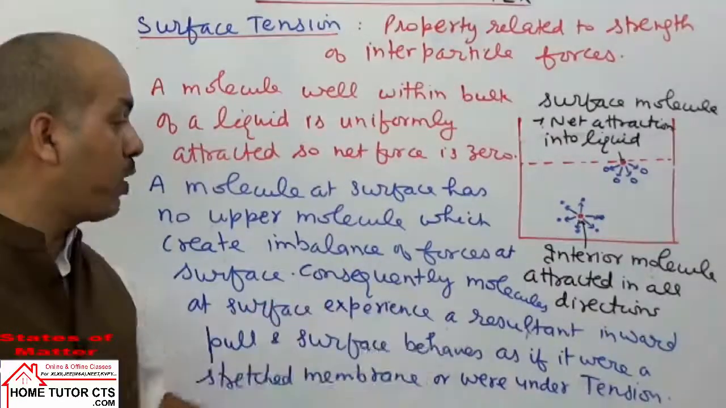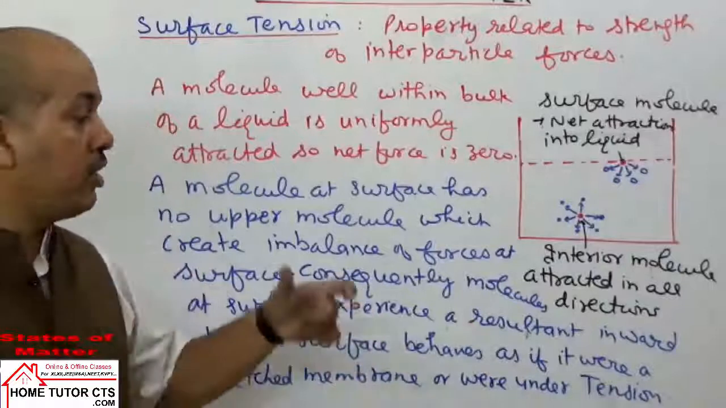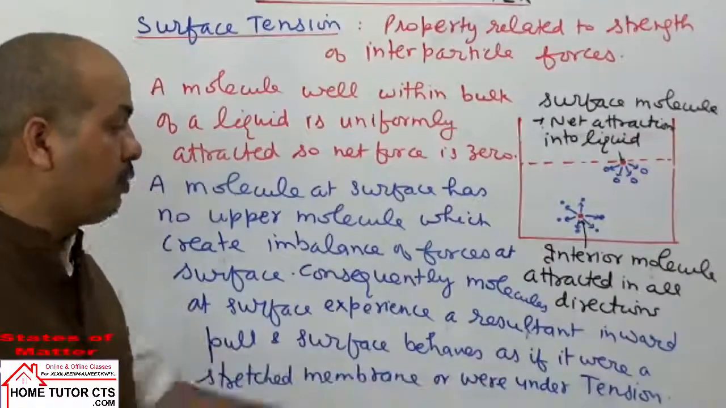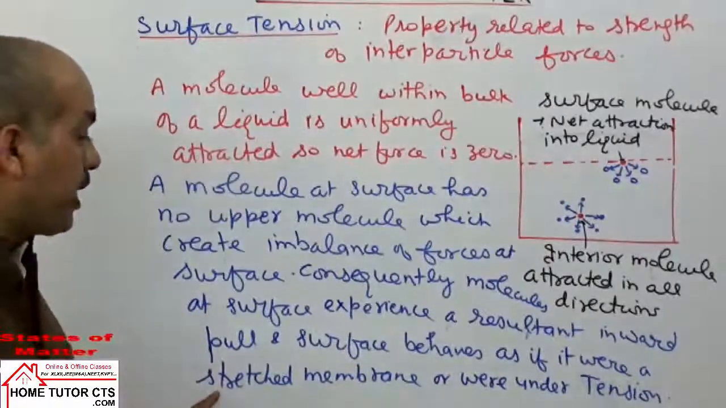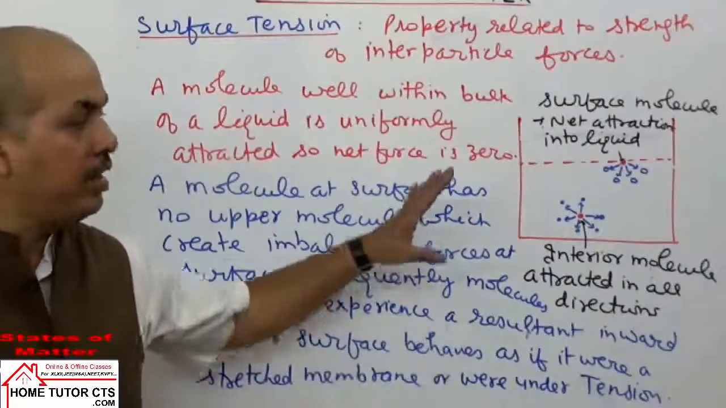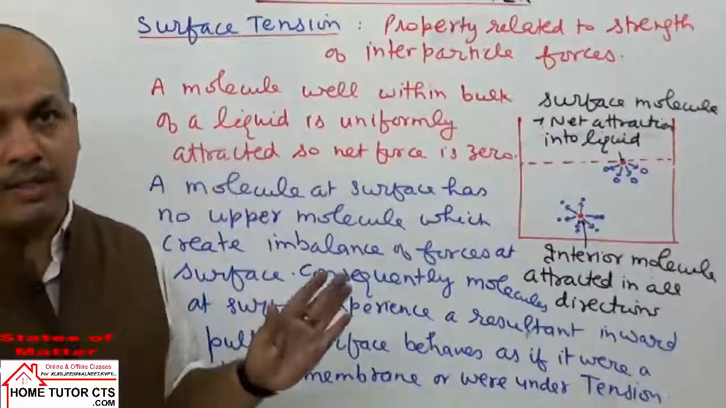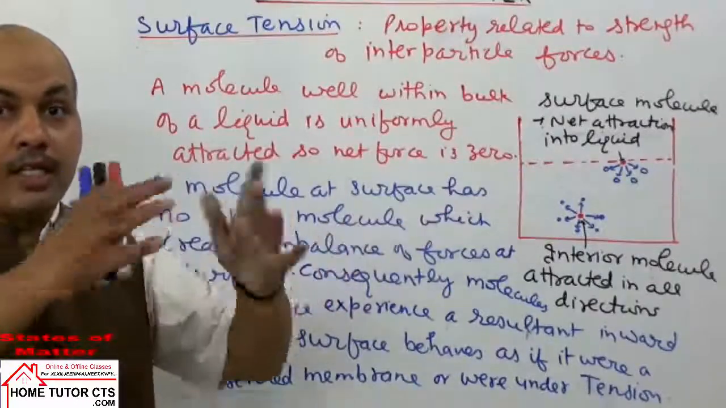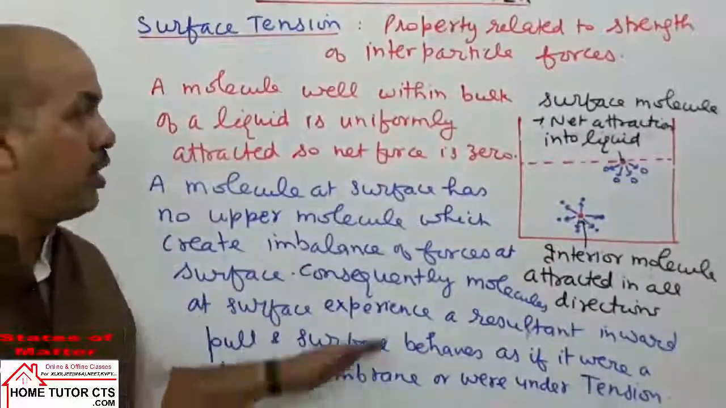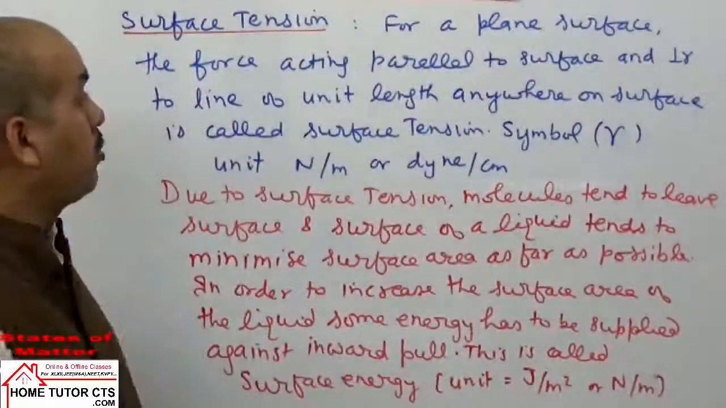Consequently, what happens? The molecules at the surface experience a resultant inward pull, and the surface behaves as if it were a stretched membrane or under some tension. This is basically the reason, or the basis, of the property surface tension. The surface molecules experience a net inward pull, and we call this property surface tension. So let us now take the definition of surface tension. How do we define this property?